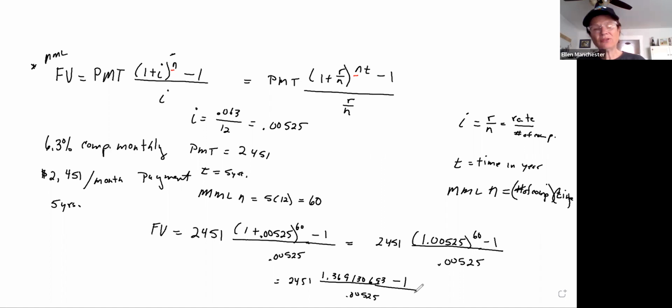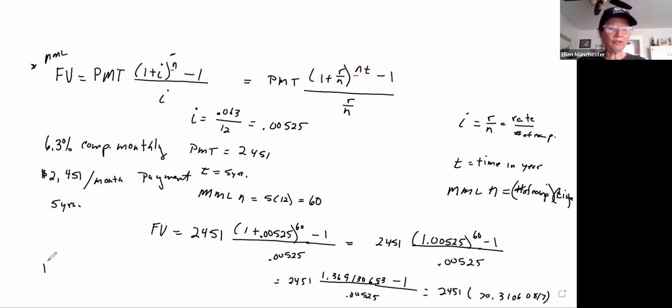Notice I am not rounding. Do not round until the very, very last step. That will throw your answer every time. Then you can see I'm just continuing. Minus 1. And then I'm going to divide that by 0.00525. And I get, I'm going to run out of room, 2451 times 70.31060817. Okay, and then times 2451.